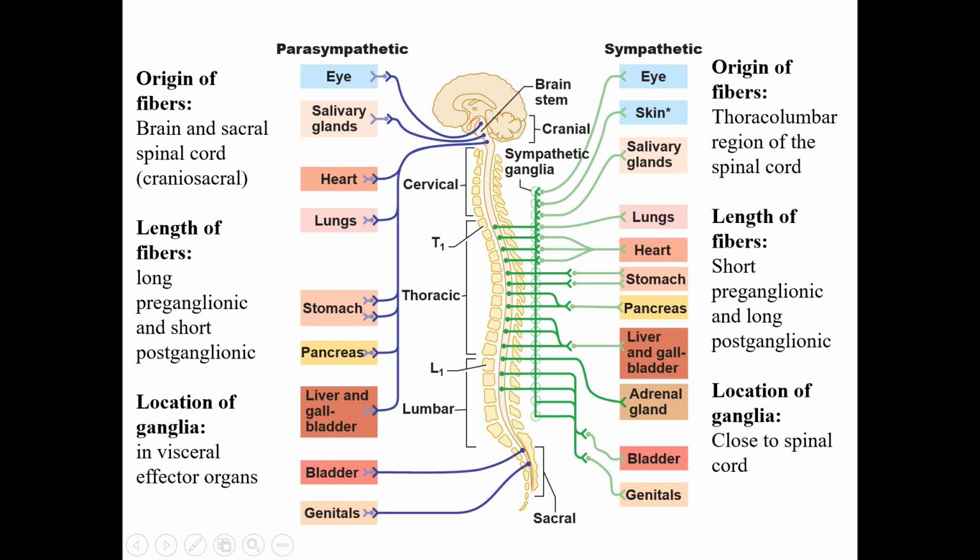Another difference between sympathetic and parasympathetic divisions is where those neurons originate from. Parasympathetic neurons originate from the brain stem, right here, and from the sacral portion of the spinal cord. How is the parasympathetic division different? Preganglionic neuron is long, postganglionic is short.